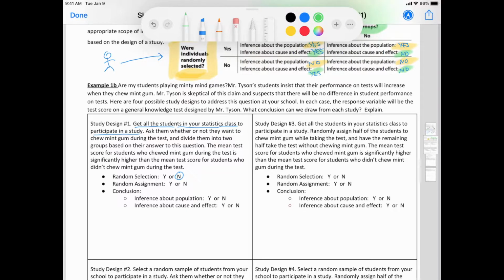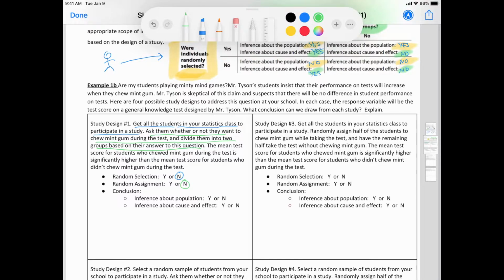Okay, and then ask them whether they want to chew mint gum during the test, and divide them into 2 groups based on their answers. Okay, so who's picking here? Me, the researcher, or them, the test subjects? So I think in this part in green, I, as a researcher, am not randomly assigning them, so this would be a no. And then it tells us the mean test scores for students who chewed mint gum during the test is significantly higher than the mean score for the students who didn't chew gum during the test.